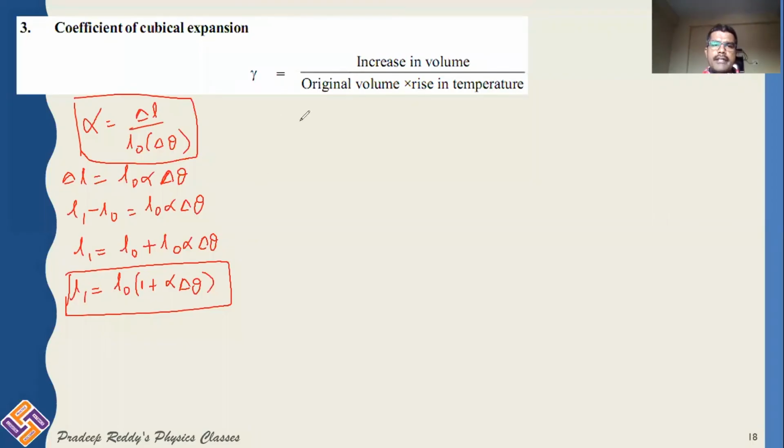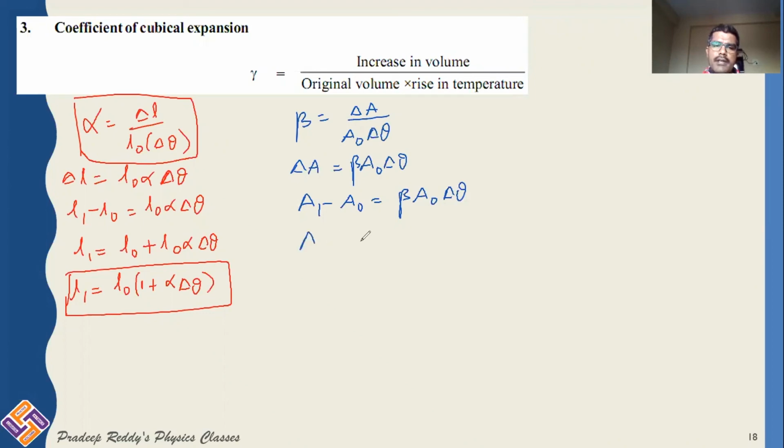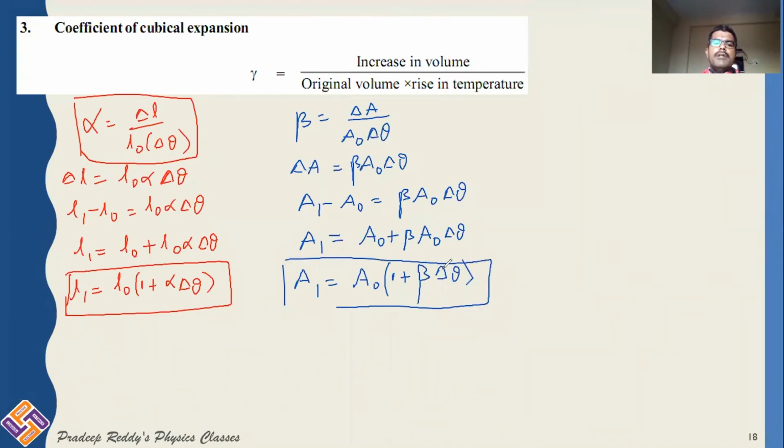Likewise, you can write beta is equal to delta A divided by A naught into delta theta. So from this you can write delta A is equal to beta A naught into delta theta. Delta A is A1 minus A naught, which is beta A naught into delta theta. Bring this A naught to the other side. A1 is equal to A naught plus beta A naught delta theta. So A1 is written as A naught into 1 plus beta into delta theta. This is one more relation by which you can find the final area.